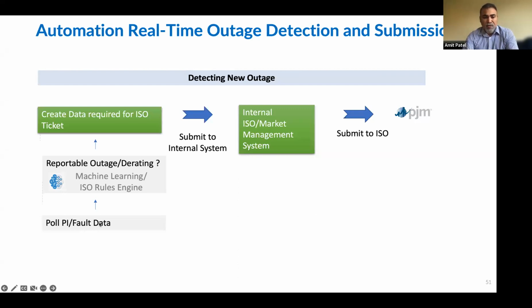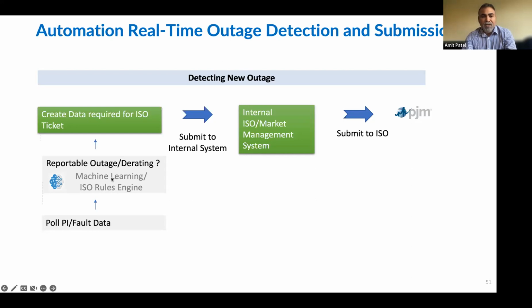Usually, when we first start, even though this seems simple, this information is not always there, and it takes a couple of weeks just to get this. But once they start, it's easy to get, eventually. Once you have this data, we have a rules engine and some machine learning built in to figure out, hey, is this a reportable outage or derating? When we walk through this, we'll show you this without the machine learning portion and just show you some of the rules and what you can do.